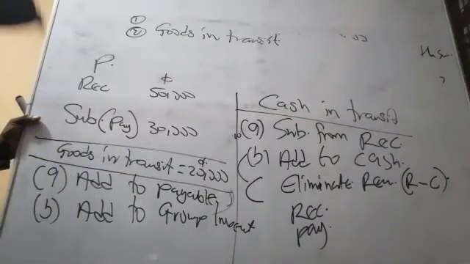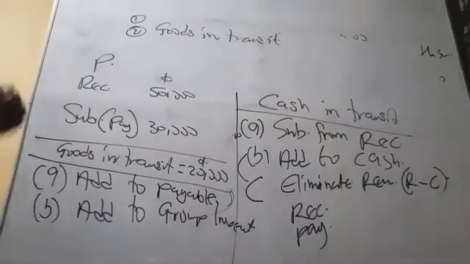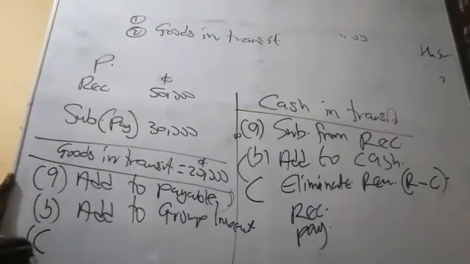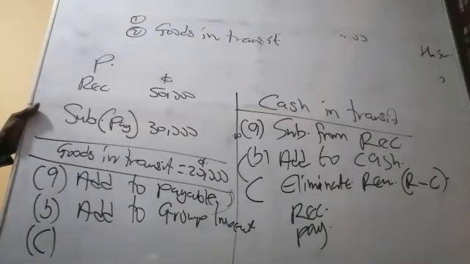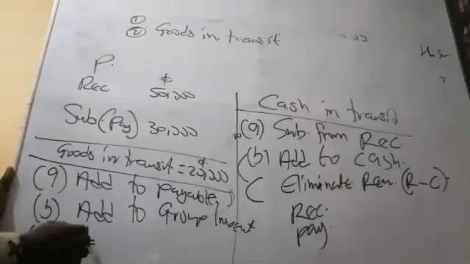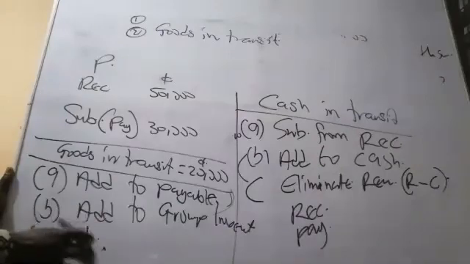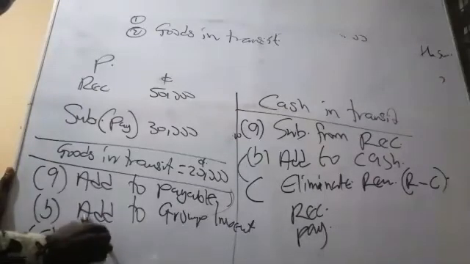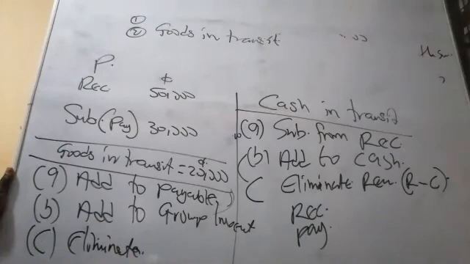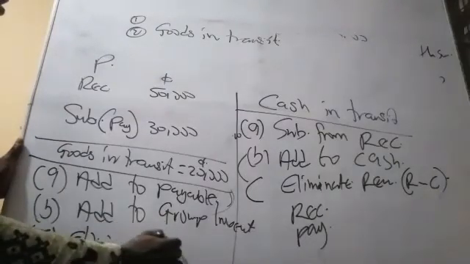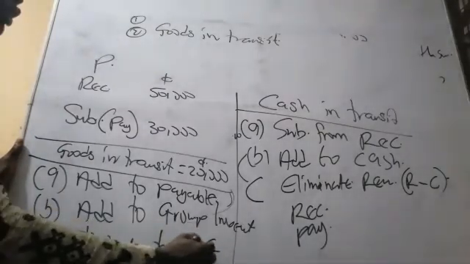Two, the goods will increase the subsidiary's inventory because the parent has subtracted it from his inventory because of the goods in transit coming. Then C, eliminate what? Here, not the difference. Here, eliminate the total. Yeah, the total 20,000. No, eliminate the total. That's 50,000. Here, 50,000 then that.